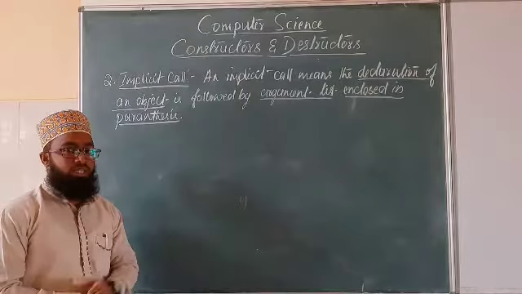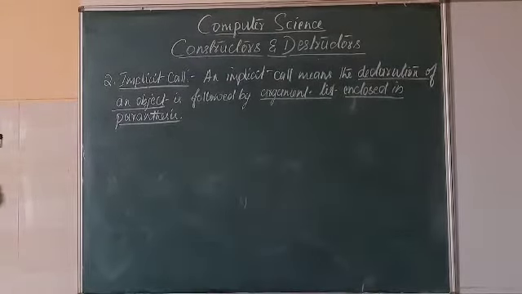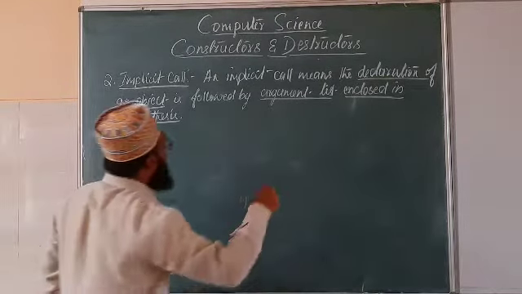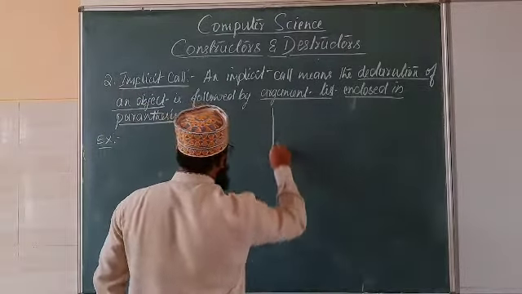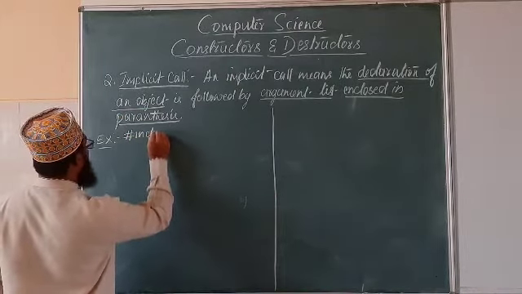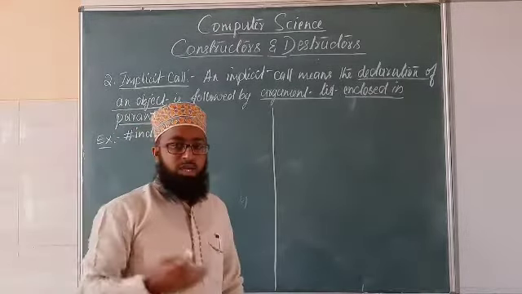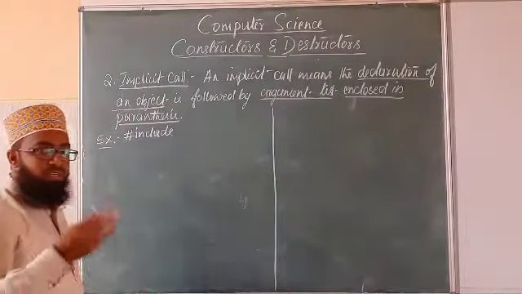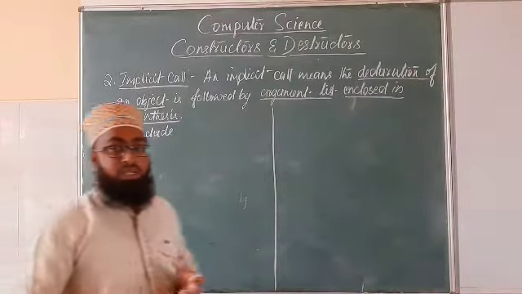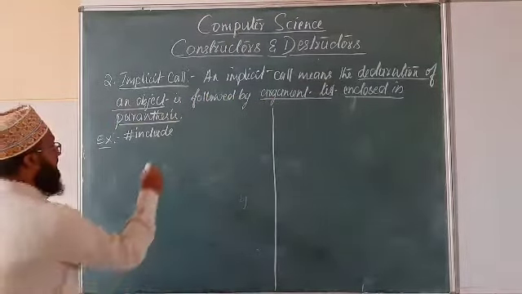Now I am going to write an example on the implicit call. Example: I will make 2 columns, and the program will be written. Take the same example which I took in the explicit call. Same example we will take, but you will see the changes when you compare these 2 programs, what is an explicit call and what is an implicit call.